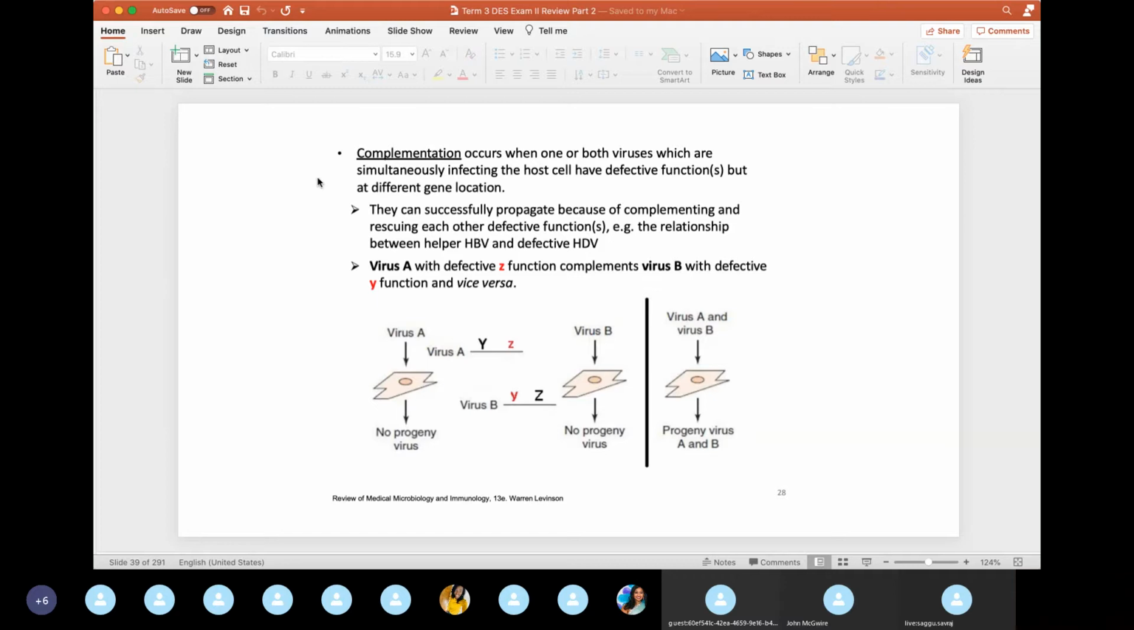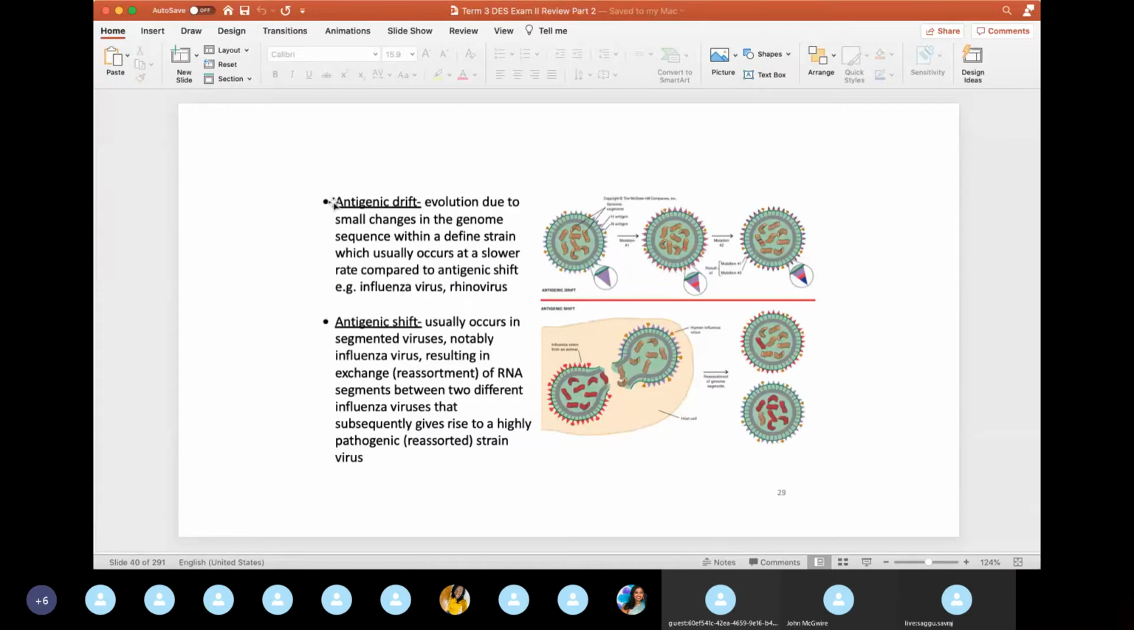Next term, we're going to learn about the difference between superinfection and co-infection. Co-infection, you have them at the same time. Superinfection is you have first HBV, and after you're cured with HBV, you're going to get HDV. So there's a difference, but you're going to learn that next term. So that's complementation. They complement each other. They rescue each other's defective functions.